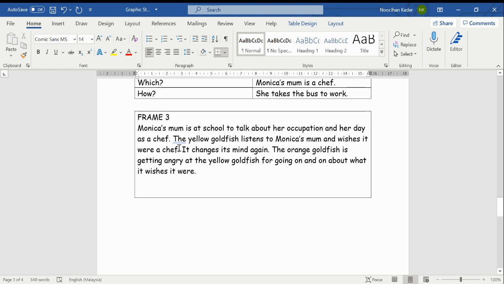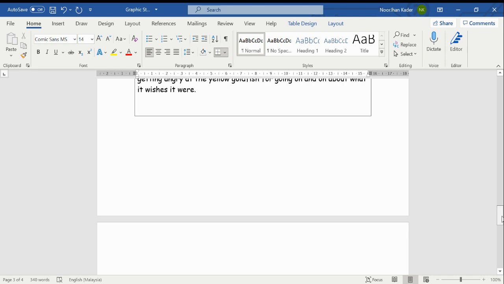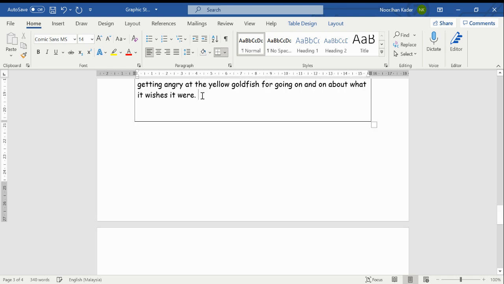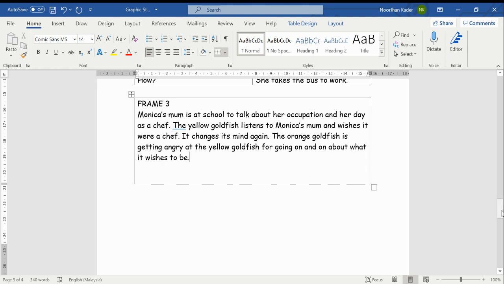Third frame. Monica's mom is at school to talk about her occupation and her day as a chef. The yellow goldfish listens to Monica's mom and wishes it were a chef. It changes its mind again. The orange goldfish is getting angry at the yellow goldfish for going on and on about what it wishes it were. Or we can change this to what it wishes to be. Sounds better, okay? So let's read again. The orange goldfish is getting angry at the yellow goldfish for going on and on about what it wishes to be.